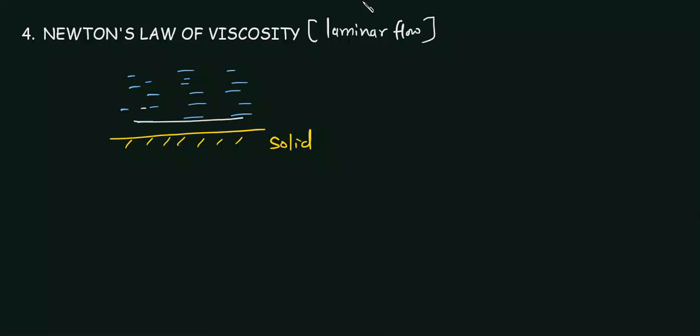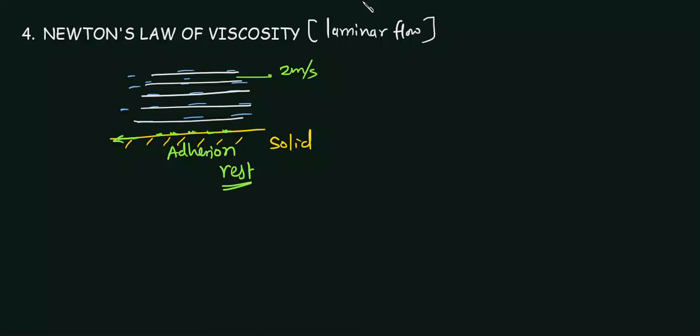So these are the layers, let's say, because we know that laminar flow means these are streamlines, or layers in which the fluid is flowing. What happens here is, when the liquid and solid surface get in contact, there will be some adhesion, and due to this, if the top surface is moving with 2 meters per second, let's say, and the bottom surface, due to adhesion, is at rest, there will be friction acting at these interfaces.